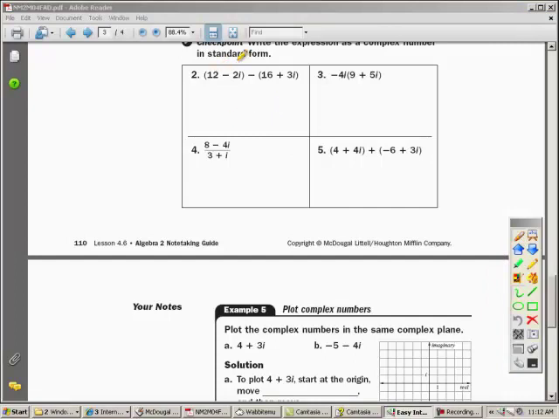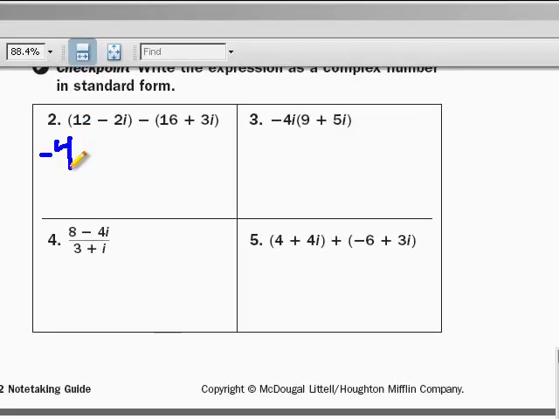Okay. 12 minus 16 is negative 4. Negative 2i minus 3i is negative 5i. Okay. Treat it just like an x.